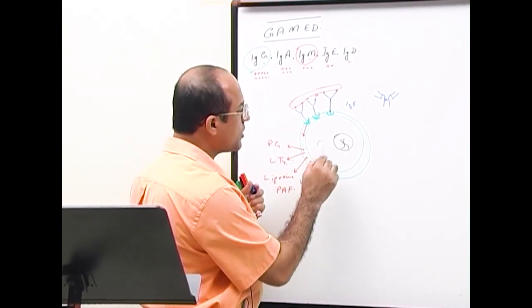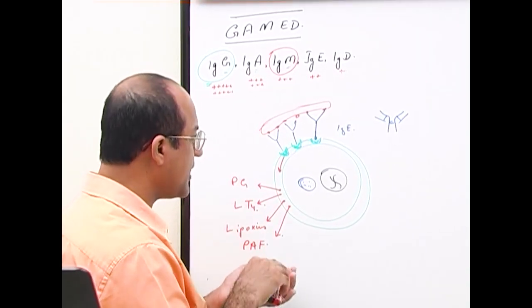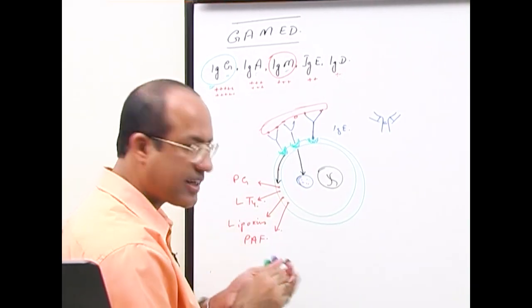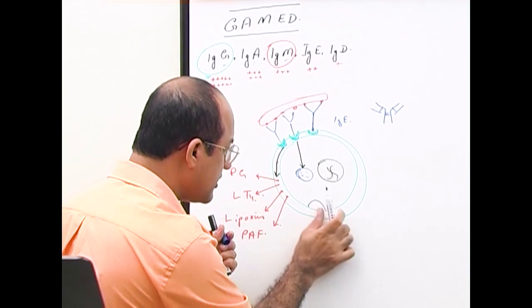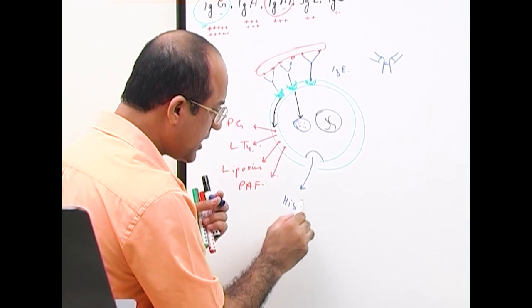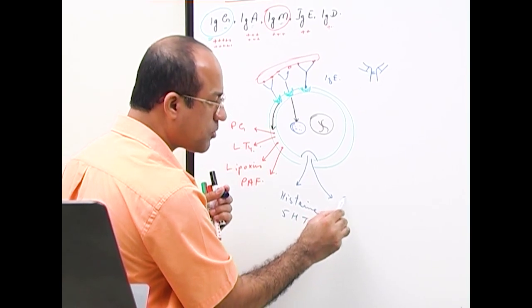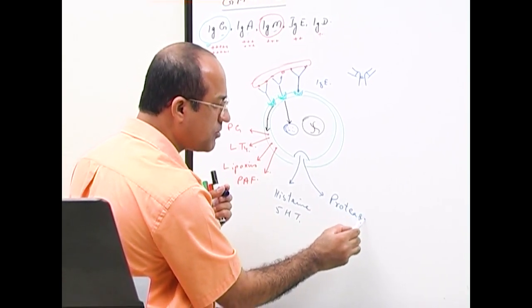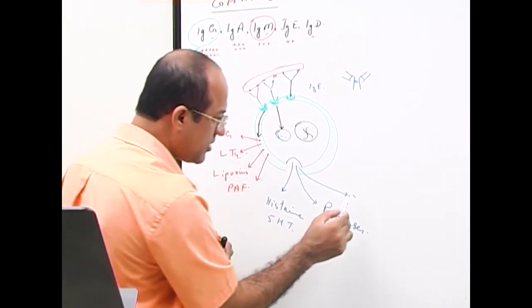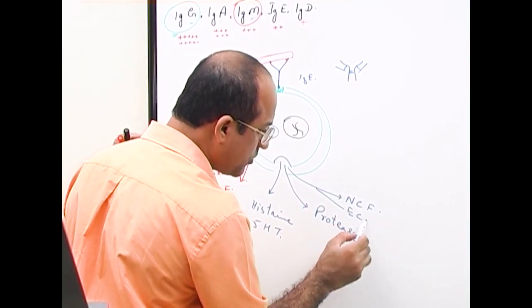Plus they give signals to the cytoplasm. Number one to the membrane, number two signals go to the cytoplasm, and they activate the granules, and mast cell degranulation releases histamine. Do you know that? Histamine, 5-hydroxytryptamine, plus it releases proteases, proteolytic enzymes, plus it releases neutrophil chemotactic factor and eosinophil chemotactic factor.